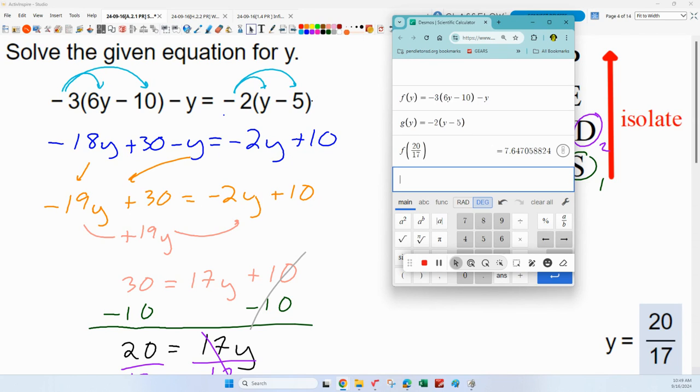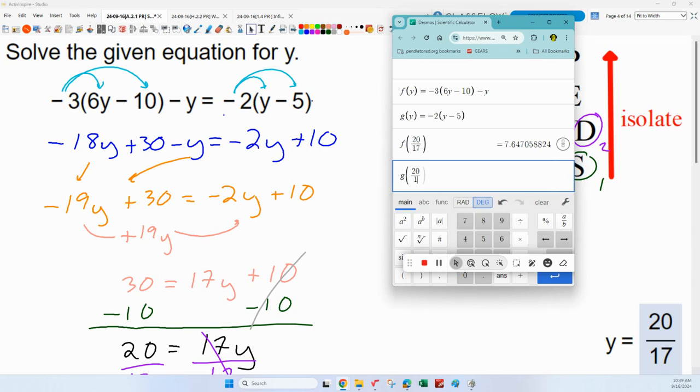How about the right side? I'm just going to do g of our input number, 20/17. And if it gives me the same answer, then it worked. Did it give me the same answer? Okay, it did. Good. Now, that decimal, is that an exact answer? Not that we need it right now. It's not that big a deal.